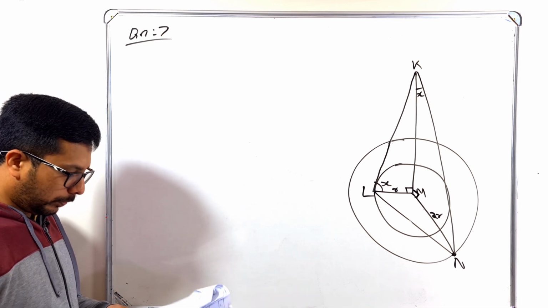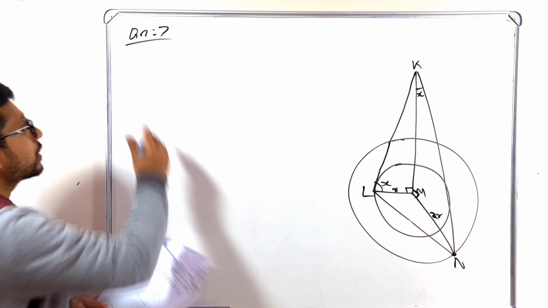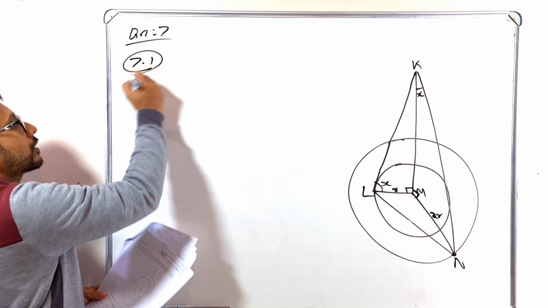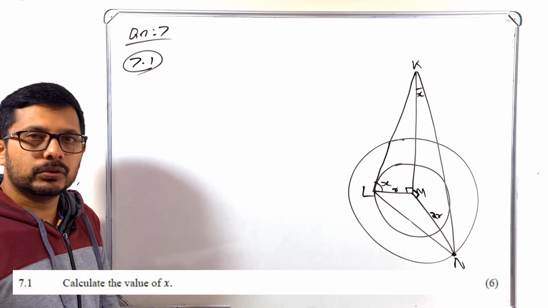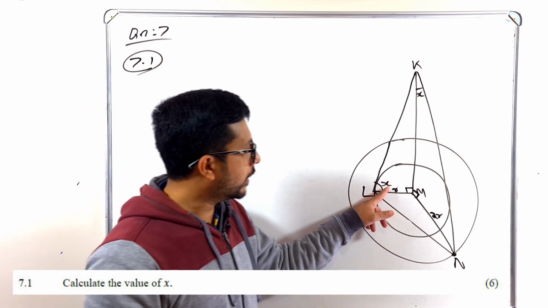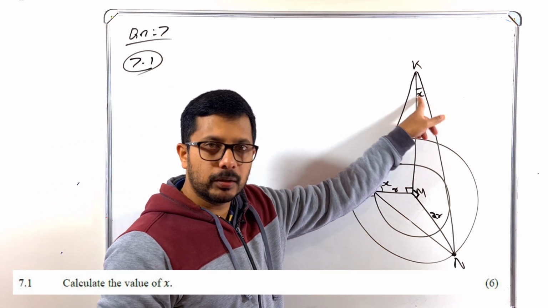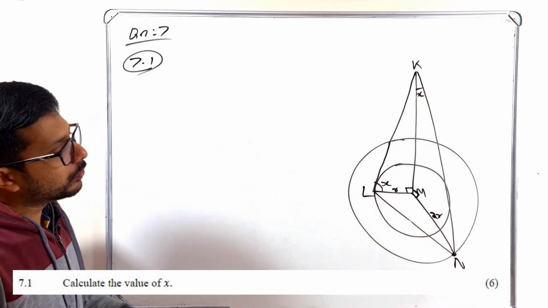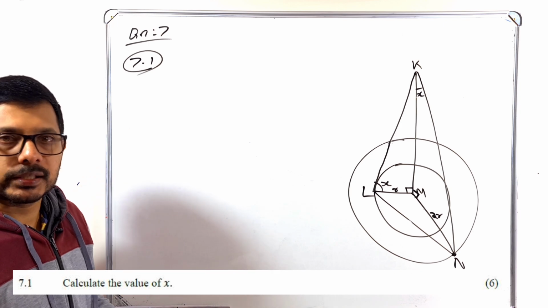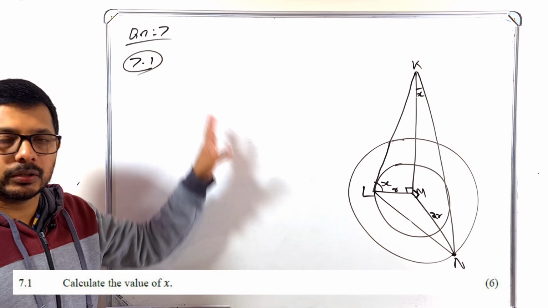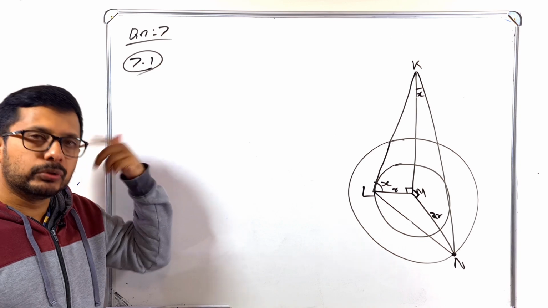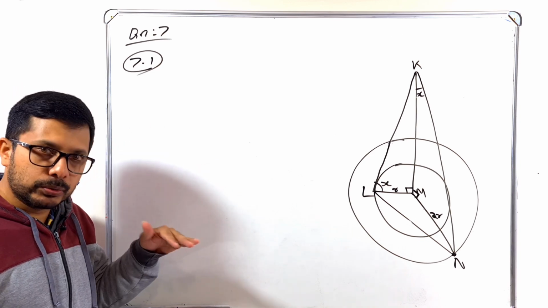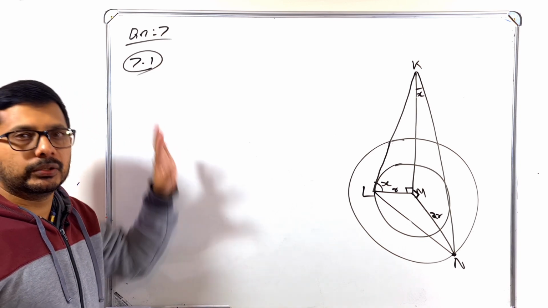Now question number 7.1. Based on this diagram you have to answer that one. Calculate the value of x. You have to find the value of this x, either this one or this one. Both are the same thing. So how can you find the value of x? Before you watch this one, pause the video and try to find it by yourself. Then after that you watch this one.